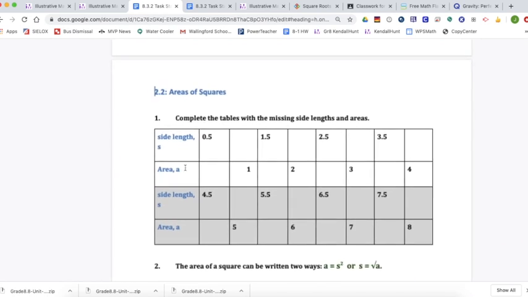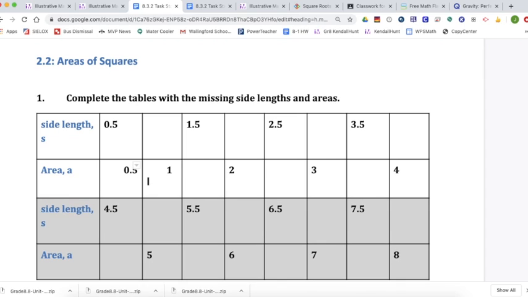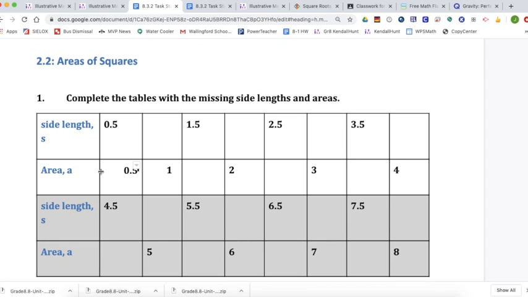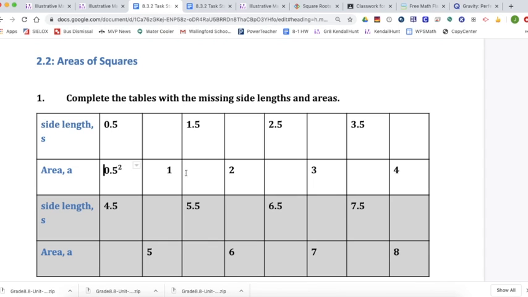Okay. So we're going to complete some missing side lengths and areas. So we have a couple tables, and we want to know if my side length is 0.5, what's my area? So I'll do one of these before you, and then I'll pause it, and you can try to do whatever you can for the rest. So if my side length is 0.5, my area is going to be 0.5 squared. So that's my area with a side length of 0.5.